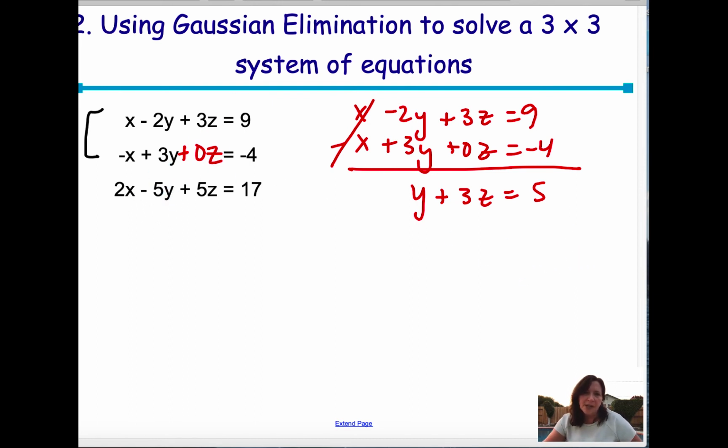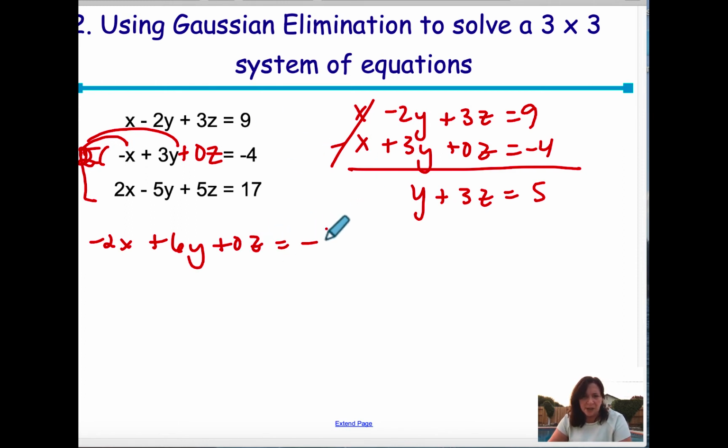So now I'm going to combine 2 more equations. I guess I'm going to do the bottom 2. That's fine. Combine these 2. And so that means I'm going to multiply this equation by 2. So I'm going to get negative 2x and then 2 times everything. 2 times 3, which is 6y. 2 times no value is no value. And then 2 times negative 4 is negative 8. And then I'm going to get 2x minus 5y plus 5z equals 17.